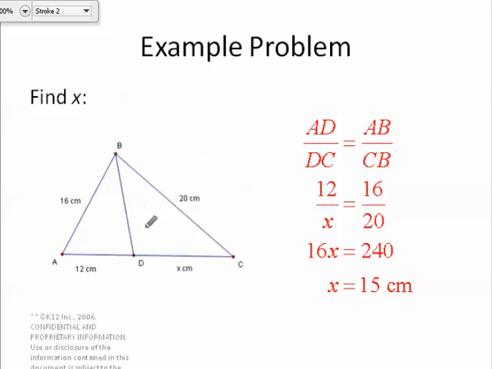Okay? So if I've got this angle bisector that came along here, divided that angle in half, I can take this, the 12 and the x, and say that they're in proportion to the 16 and the 20. So 12 divided by x is equal to 16 divided by 20. Solve down, x is equal to 15.